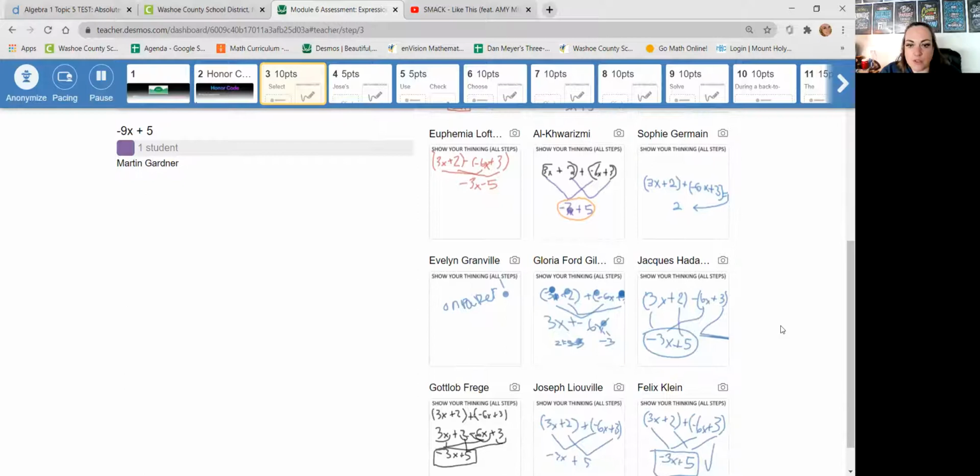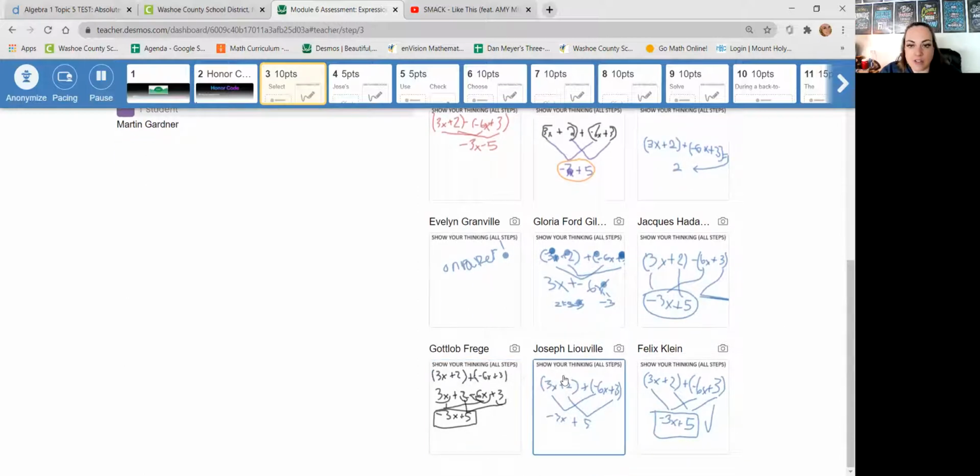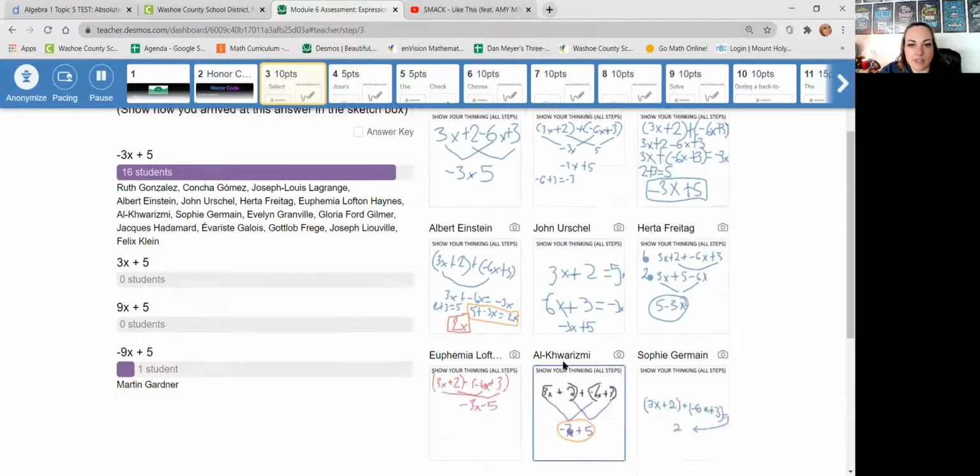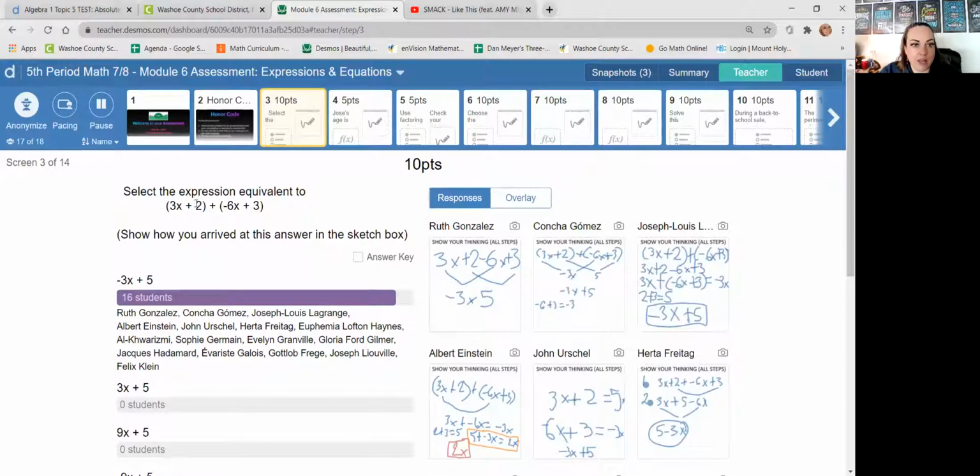If you are someone who still is adding terms that are not like terms, like you added the 3x plus 2 instead 5x or just 5, you have clearly not been doing your work. And so you need to make sure you're doing your lessons when they're assigned and not try to wing it when you get to an assessment.